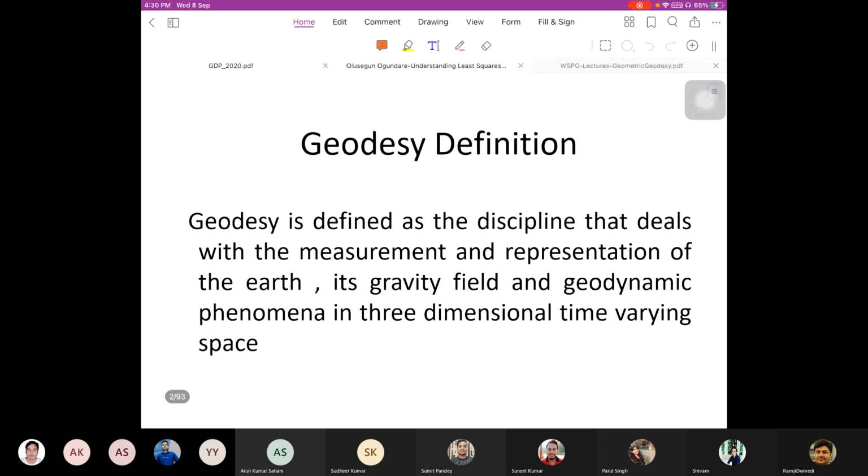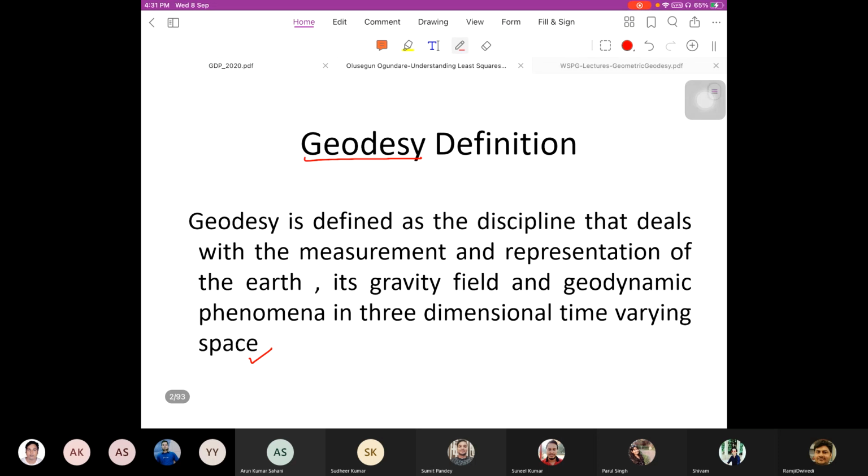In geodesy, you have this definition: geodesy is defined as a discipline that deals with the measurement and representation of the Earth, its gravity field and geodynamic phenomena in three-dimensional time-varying space. So obviously our objective is to understand the Earth. It deals with measurement and representation of the Earth, its gravity field.